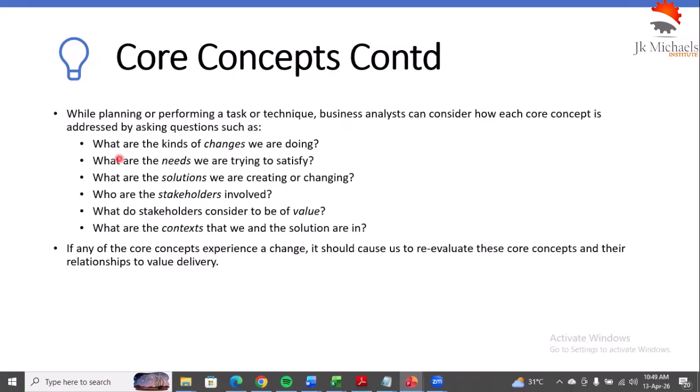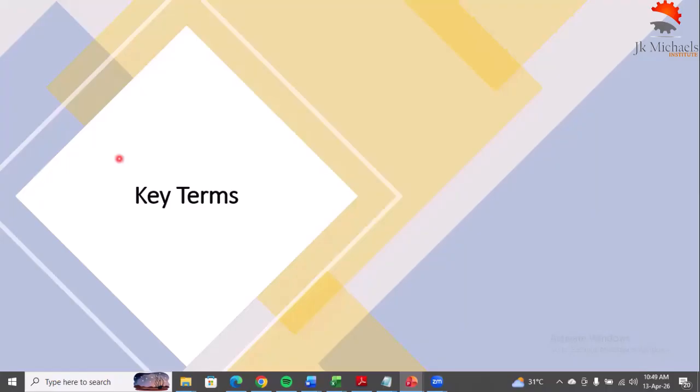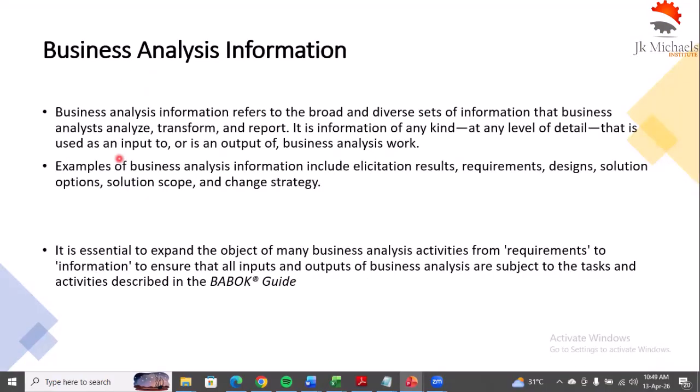Right, now if any of the core concepts experience a change, we might have to reevaluate the other core concepts. For instance, if the stakeholders change, then probably the needs are likely to change, resulting again in a change in the whole structure of the core concepts. Now let's look at some of the key terms that we want to familiarize ourselves with.